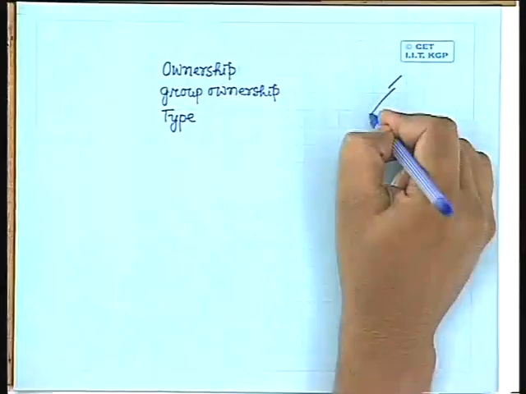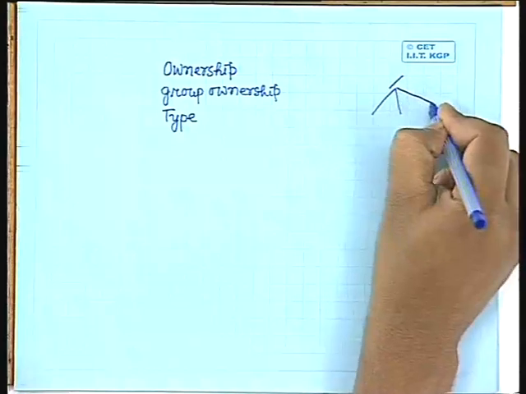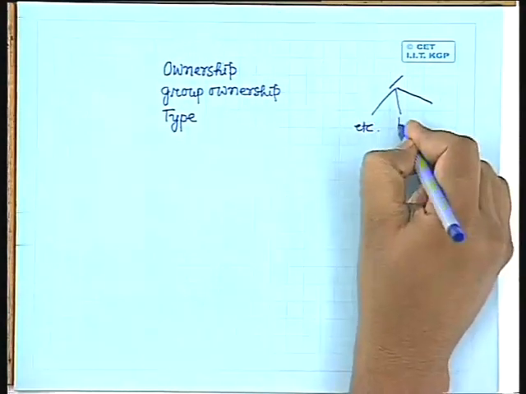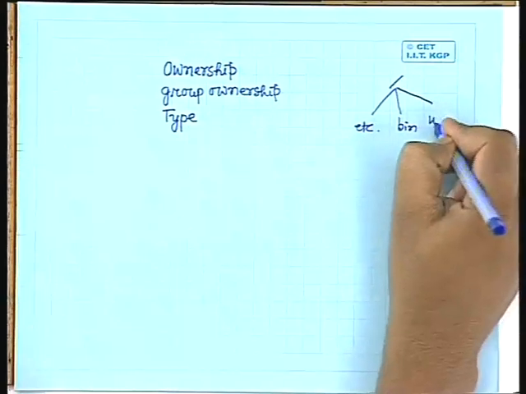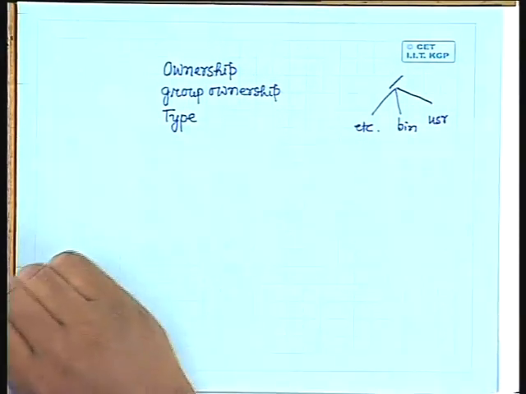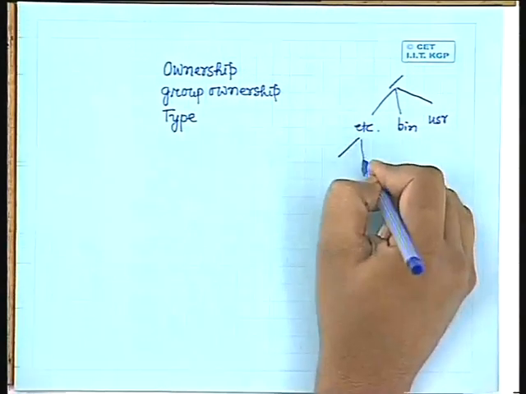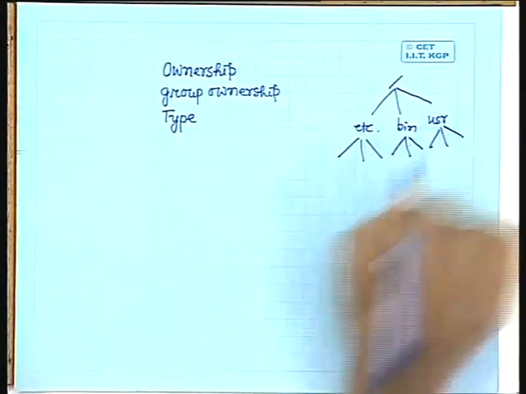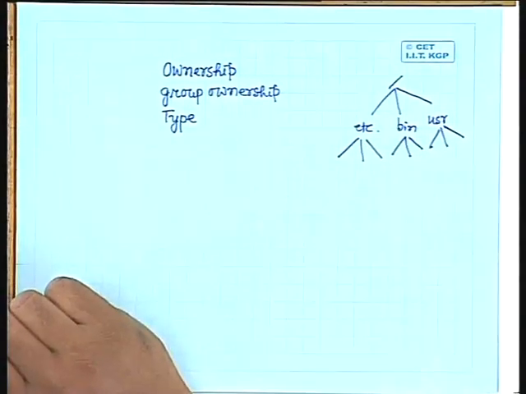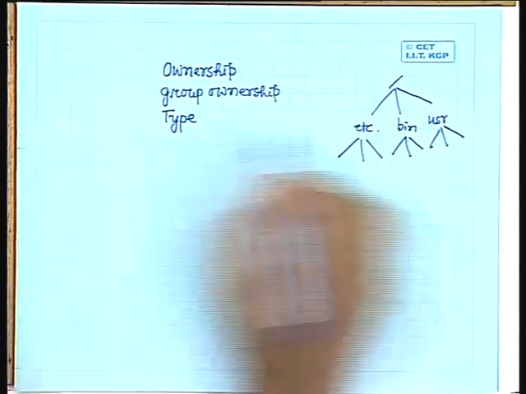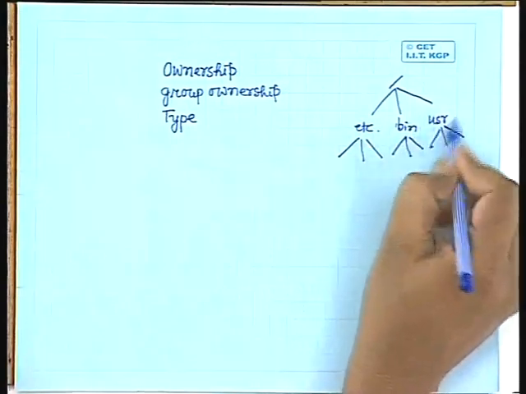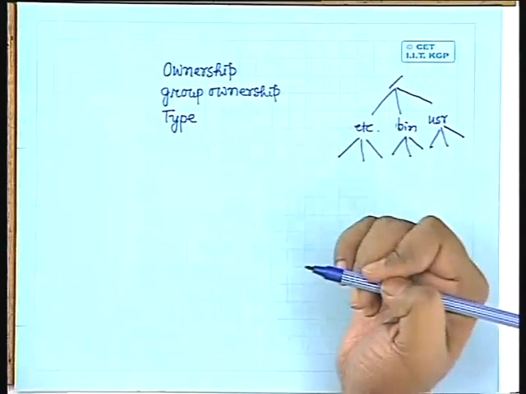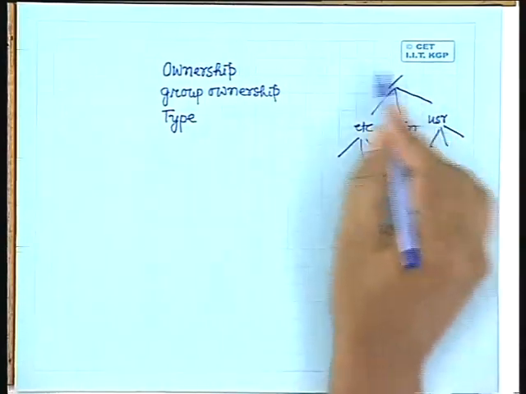Under the root directory, we can have several subdirectories, say for example etc. We can have a subdirectory bin. We can have a subdirectory user, and so on. Under this subdirectory, we can have again a number of subdirectories or a number of files. Here also, we can have again a number of subdirectories or a number of files. Okay, so each of these nodes is basically a directory. And a directory is nothing but a special kind of file which gives the file system a tree-like structure like this.